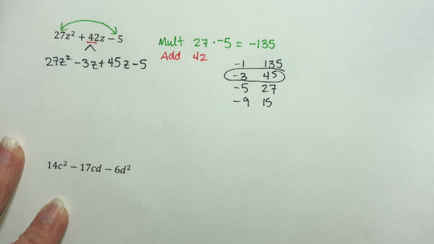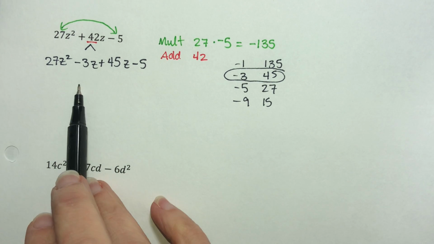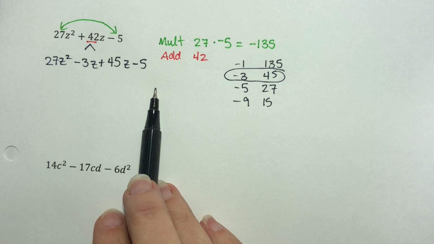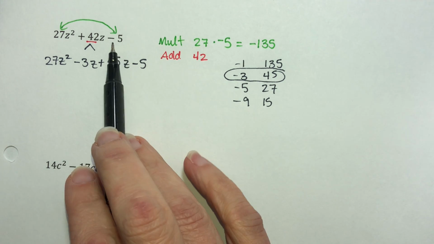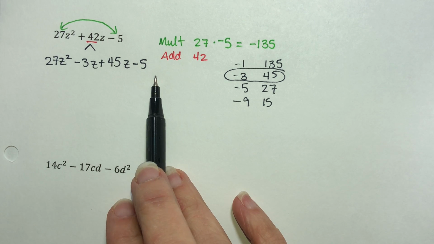Now why would we do this? It looks like we made it more complicated, and in a way we did. But what we found is actually the only combination of values that will make factoring by grouping work. So we've changed a problem that was a trinomial into a factoring by grouping problem, and we know how to do that.